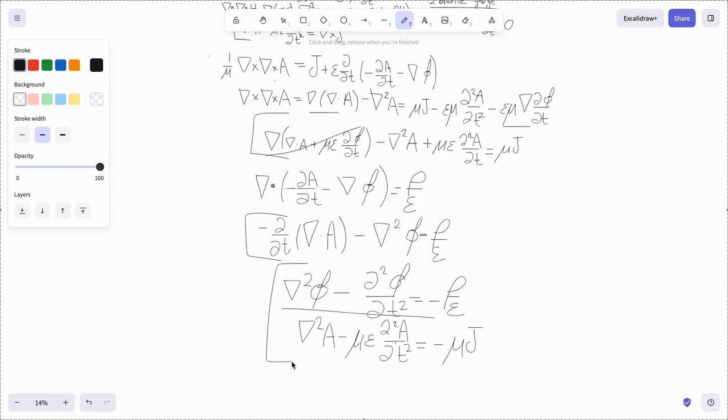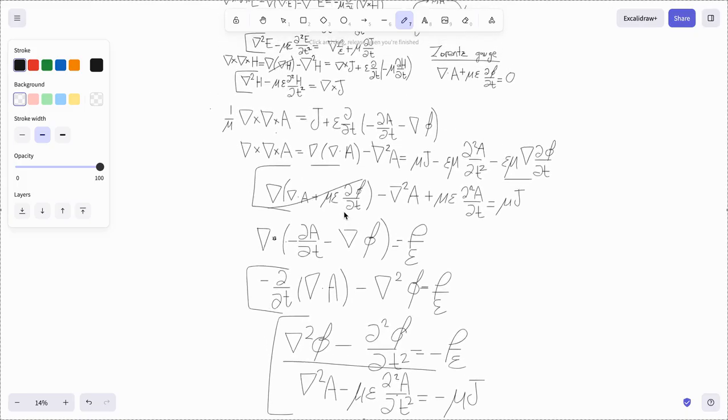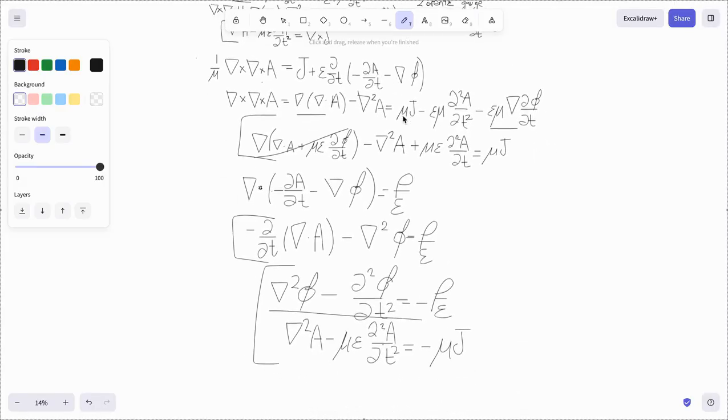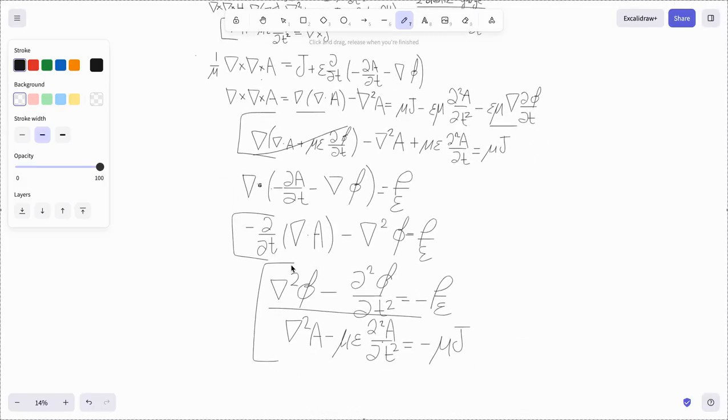Now that we've derived these wave equations for these potentials and how the electric field is related to these potential fields, in the next video we will look at how we can solve these 2 equations that we've derived.